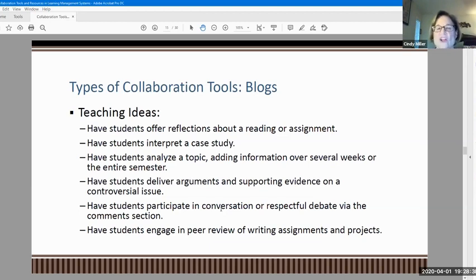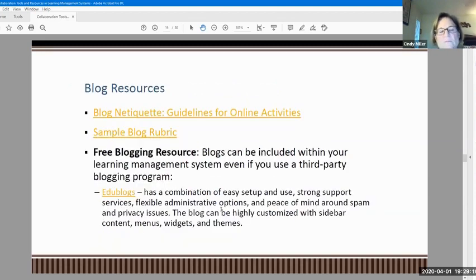You can have students deliver arguments and supporting evidence on a controversial issue. I've used blogs for that. And you can have students participate in conversational, respectful debate via the comments section. They can't go in and edit the entry that the student or you as the instructor put in, but they can add comments. And have students engage in peer review of writing assignments. I usually do that in another type of collaboration tool rather than the blog, but it can be done in a blog as well. So here are some blog resources: blog netiquette, guidelines for online activities, and a sample blog rubric.